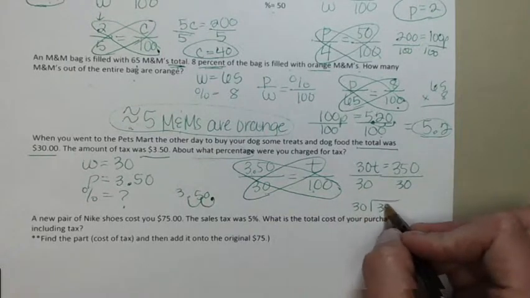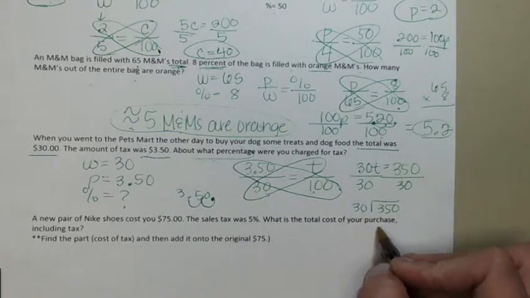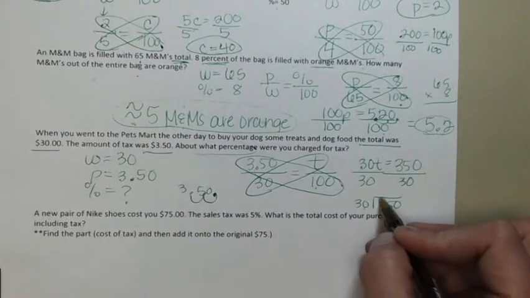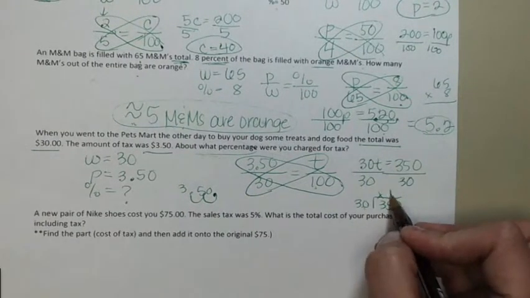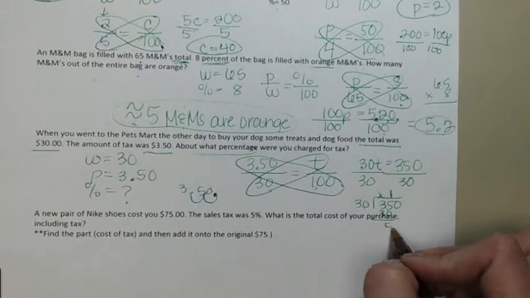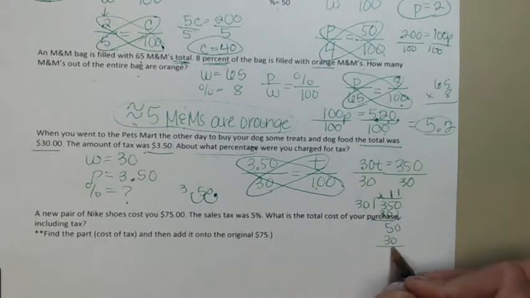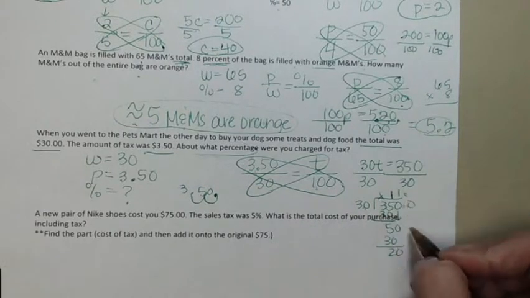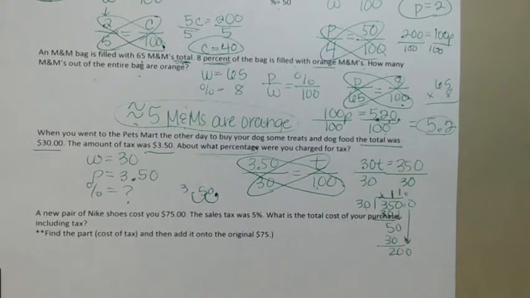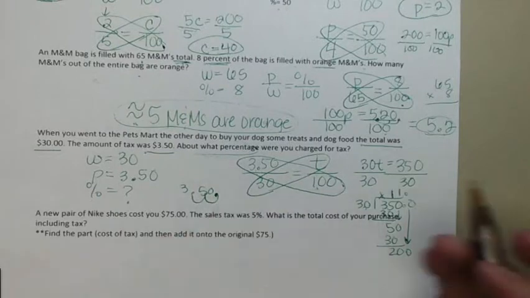I'll have to go over this one. That's okay. So 30 doesn't go into 3. 30 goes into 35 one time. Bring down your 0. 30 goes into 50 once, so it's not going to go in evenly. Add your decimal and a 0. And then 30 goes into 200 6 times.